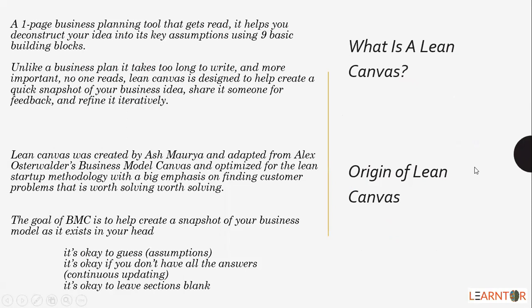What is a lean canvas? Very quickly, a lean canvas is a one-page planning tool that gets read. Remember the key word, it gets read. It helps you deconstruct your idea as an entrepreneur into key assumptions using the 9 building blocks. It always has the 9 building blocks.